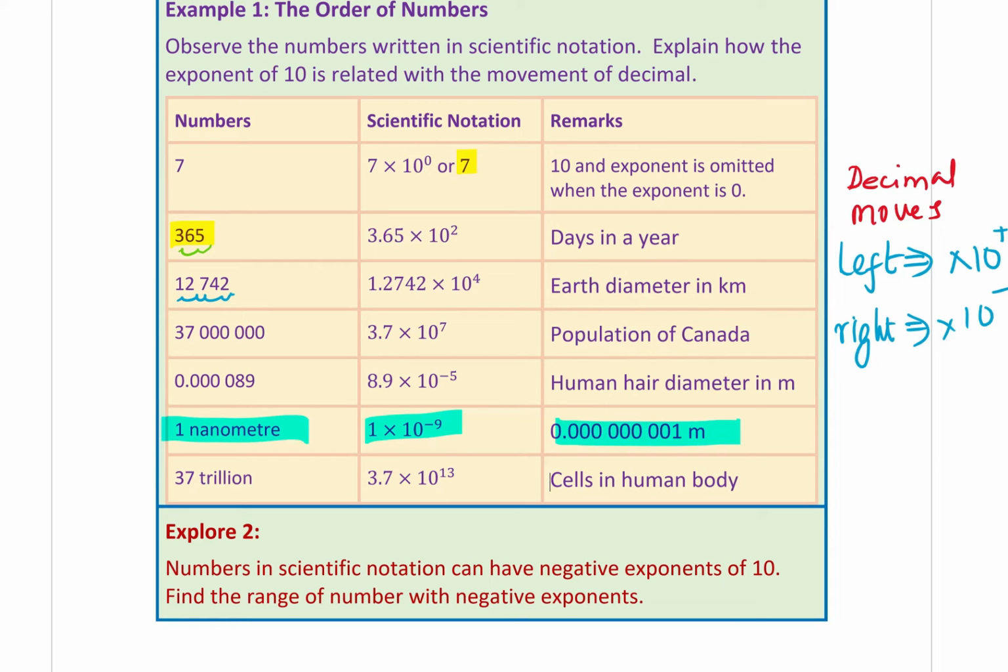Numbers in scientific notation can have negative exponents of 10. Find the range of number with negative exponents. Range means when we have this number, what could be its value, absolute value? Tell me that. So what could be the range of number? If I have a number, let us say a into 10 to the power of minus n, and it could be any number n.